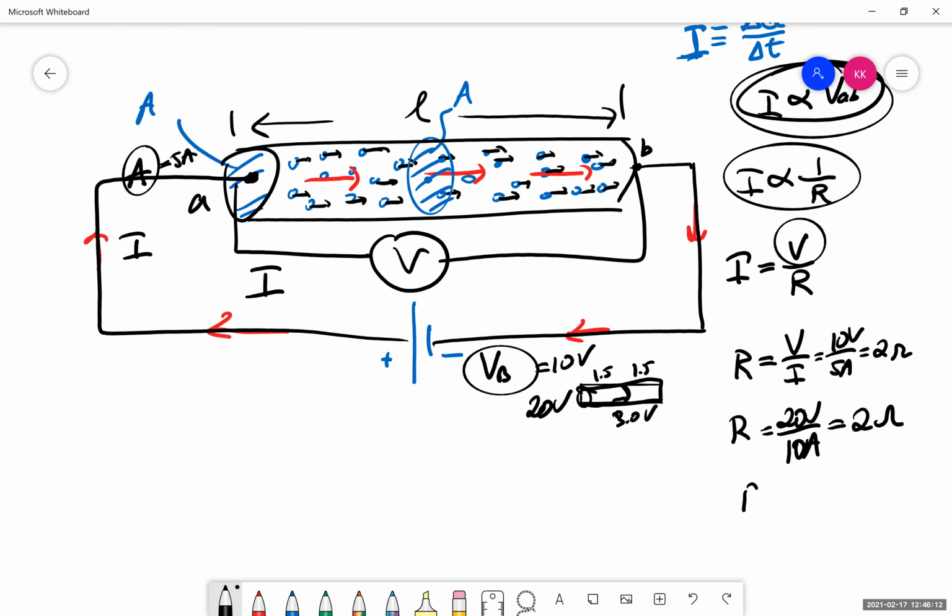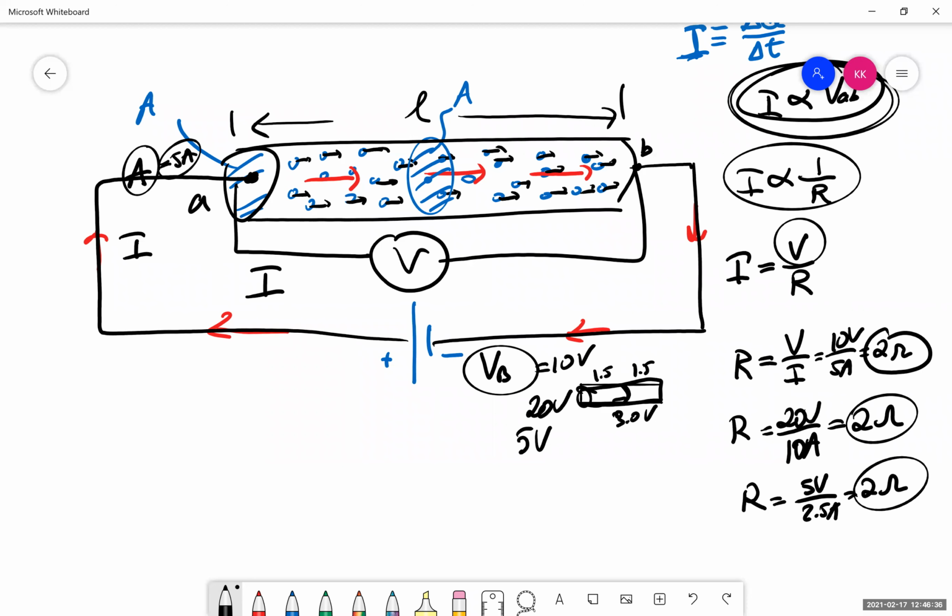If I lower the voltage, say instead of doubling it, I make it half, so 5 volts, the current is affected right away because it's directly proportional. Instead of the 5 amps we started with, it will be 2.5 amps, which means again we get 2 ohms. So the value of resistance seems to be completely independent of how much voltage and current we have.